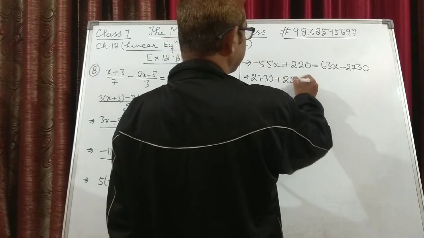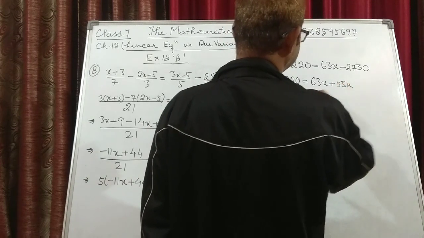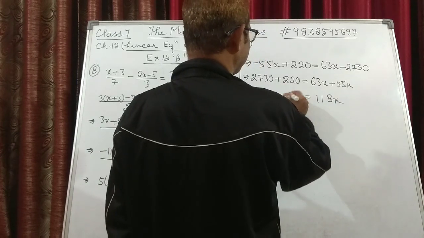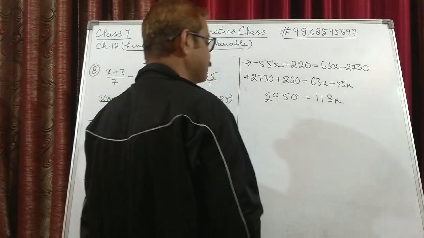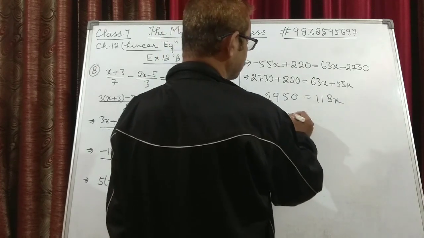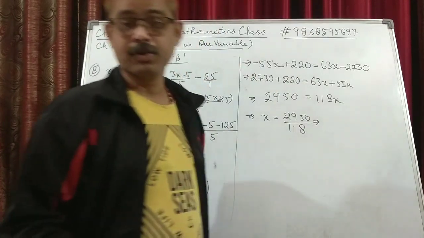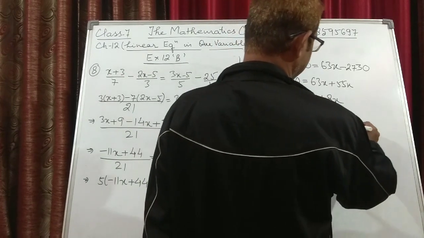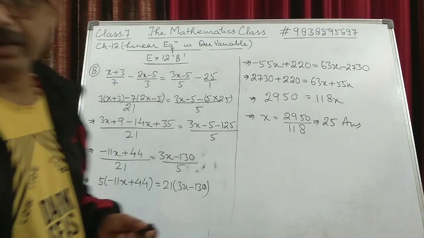So we can write as 2730 plus 220 is equal to 63x plus 55x. 5 and 3 8, 6 and 5 11, 118x. 0 3 and 2 5, 7 and 2 9, 2950. It means or implies that x is equal to 2950 upon 118, and we will solve it out. After solving, we will get it as 25, that is the final value. Now we move on to question number 10.